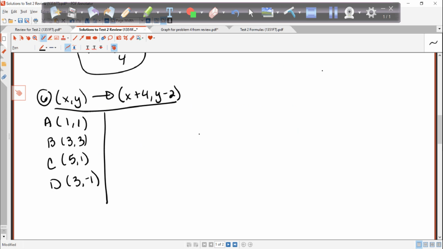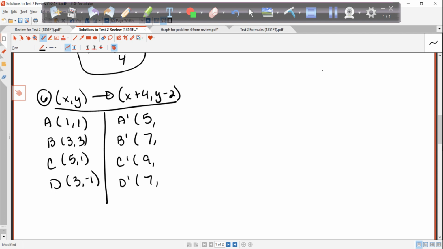Okay, so what we're going to do for each one of these is take the x value and add 4 to it. So 1 plus 4 is 5. For point B, 3 plus 4 is 7. For C, 5 plus 4 is 9. For D, 3 plus 4 is 7.